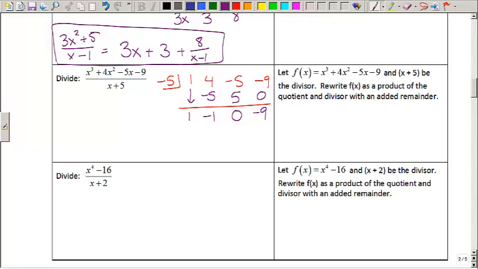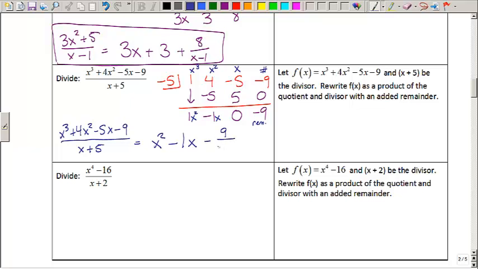Notice that my first exponent was a cubed, so that means I drop it by 1, I get an x squared. My next one was an x squared, I'm going to drop it by 1. Negative 5 was an x, so that would be my constant down here, and my negative 9 was my number, so this is going to be my remainder. So the answer to our division problem is 1x squared minus 1x plus 0 as a constant, so I'm not going to write that, minus 9 as my remainder over x plus 5.